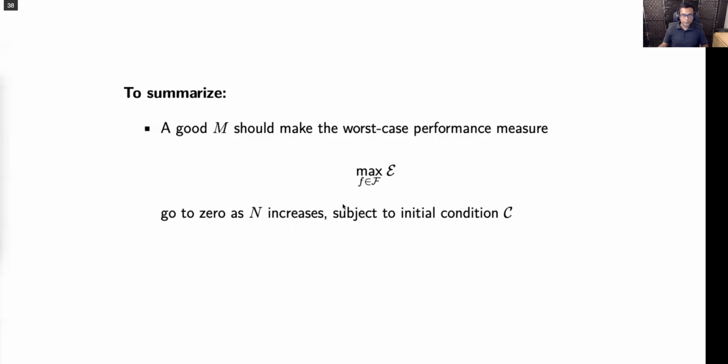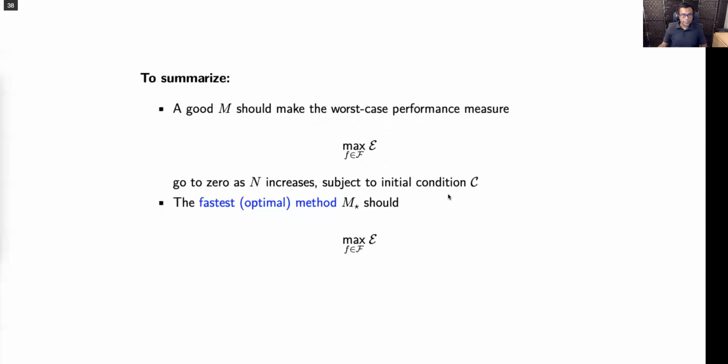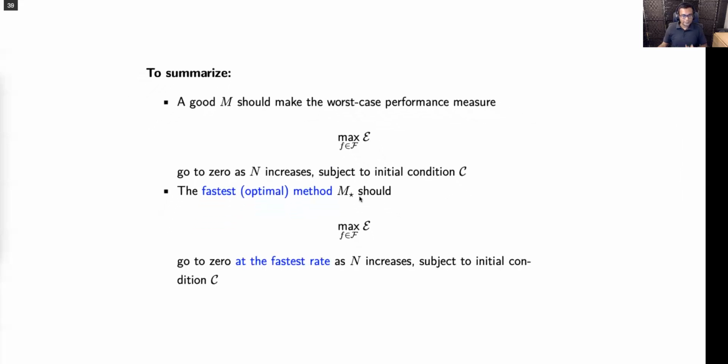The way we encode it is by saying that it should even make the max of the performance measure over all the functions go to 0. So naturally, how would we define the fastest optimal method M star? That should make the worst case performance measure, the maximum of the performance measure E over all the functions in the function class F, go to 0 at the fastest rate as n is increasing, subject to the initial condition.